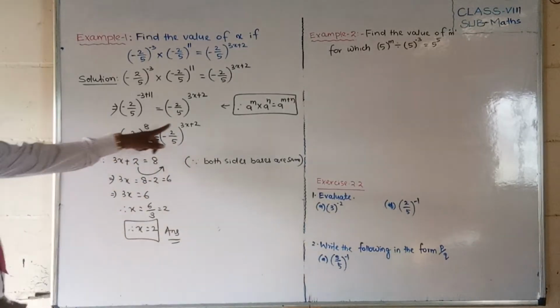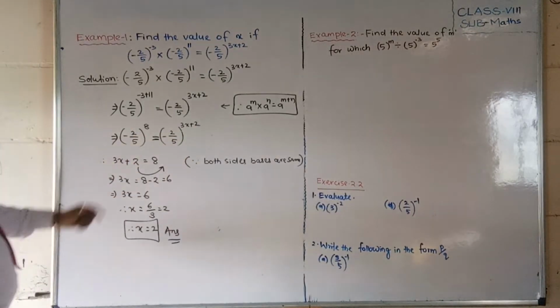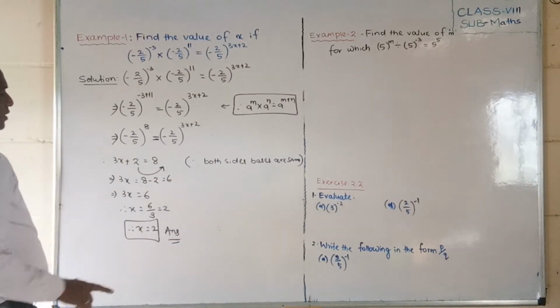So now I have written 3x plus 2 is equal to 8, or 8 is equal to 3x plus 2. Now we have to simplify. We have to find out that equation. This is a linear equation. We can find out the value of x.